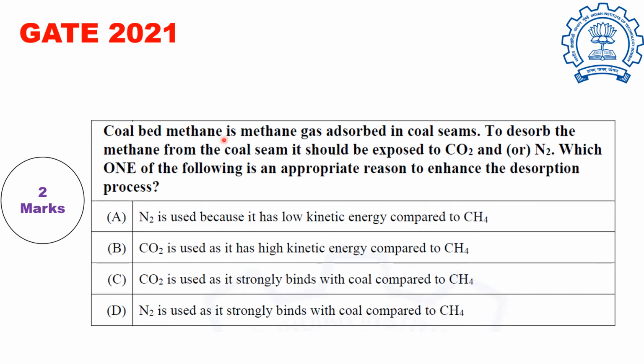Coal bed methane is methane gas adsorbed in coal seams. We know that. To desorb the methane from the coal seam, it should be exposed to CO2 and or N2 environment. Which one of the following is an appropriate reason to enhance the desorption process? Option A: N2 is used because it has low kinetic energy compared to CH4. Option B: CO2 is used as it has high kinetic energy compared to CH4. Option C: CO2 is used as it strongly binds with coal compared to CH4. Option D: N2 is used as it strongly binds with coal compared to CH4. So what is your answer? Take 10 seconds.